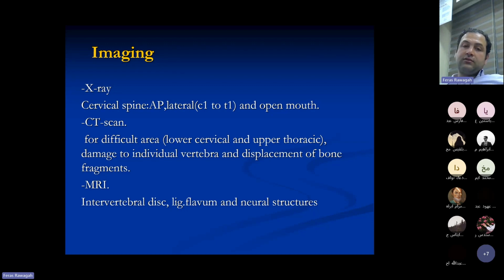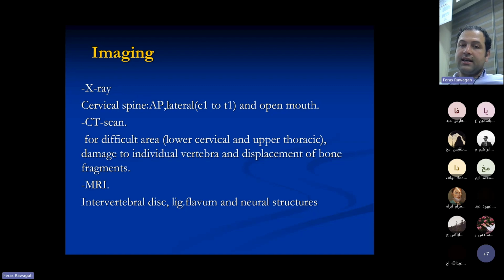What is the gold standard for the imaging? It is the CT scan. Remember, the gold standard is CT scan. Here's a question. A patient comes with suspicion of cervical spine injury. What type of image do you order? The type of image is CT, not X-ray.